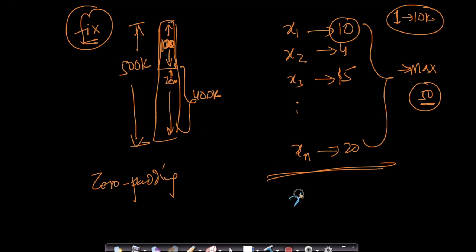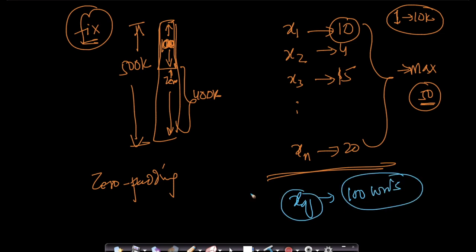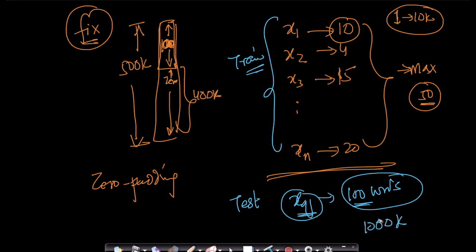Let's assume you have a query sentence which is 100 words long. You don't know the query sentence. This is your test data. This is all your training data. In your test data, you might get a query point with 100 words, which means now you need a 1000k, or 1 million, dimensional vector, but your vector is only 500k. So this is one problem. Even with this fix, there is this problem.